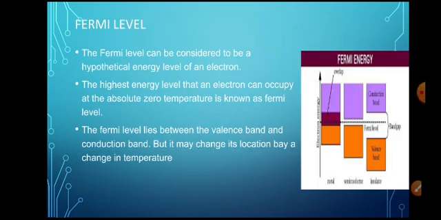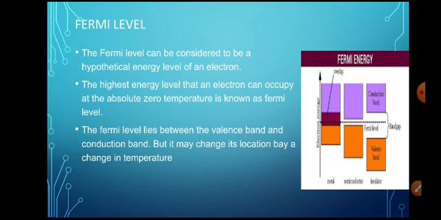Here we have the energy levels. The energy gap is more in insulators and less in conductors. The highest level that an electron can occupy at absolute zero temperature is called the Fermi level. The electron occupies the highest level at absolute zero temperature, which is called the Fermi level.